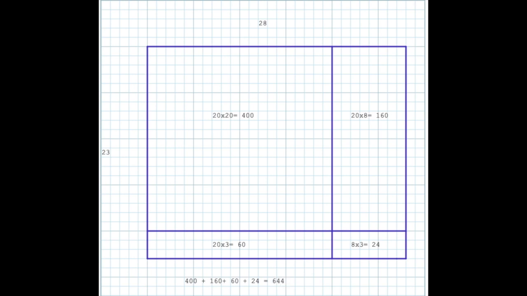Now this rectangle looks kind of nice. It's divided up really nicely. I've used those tens.